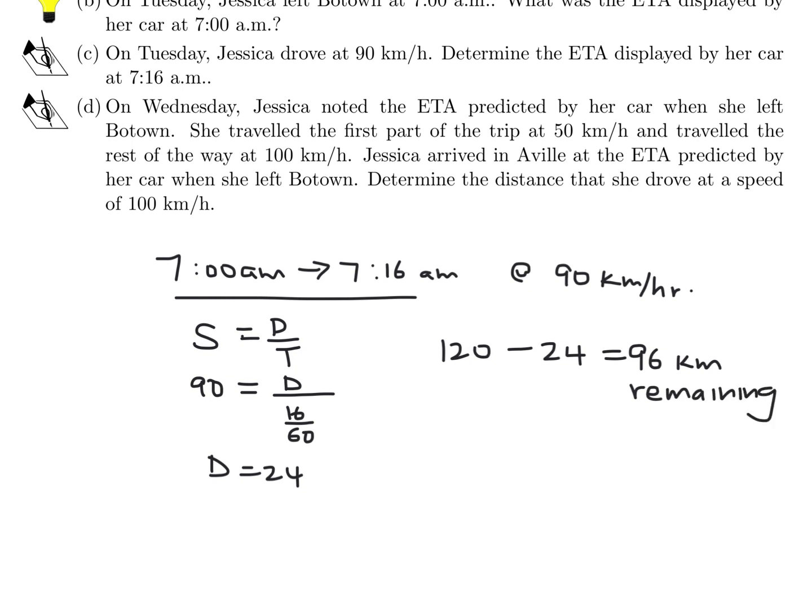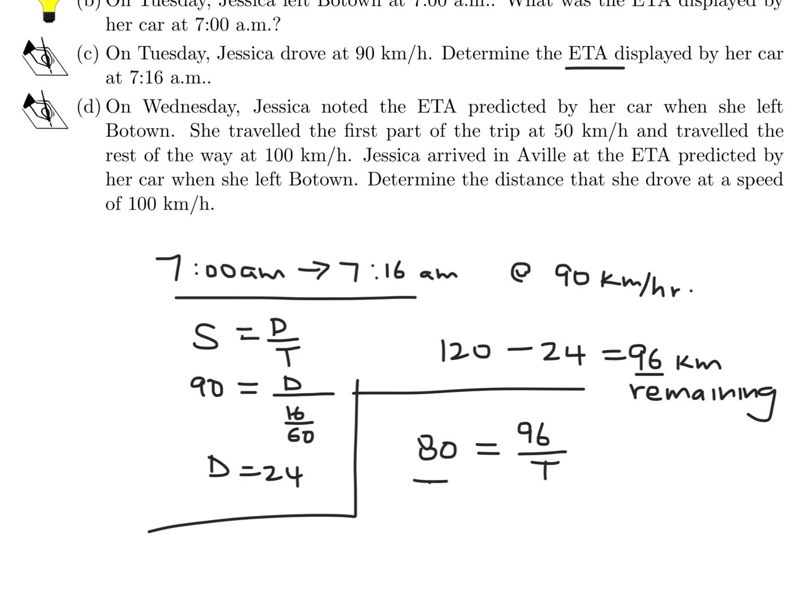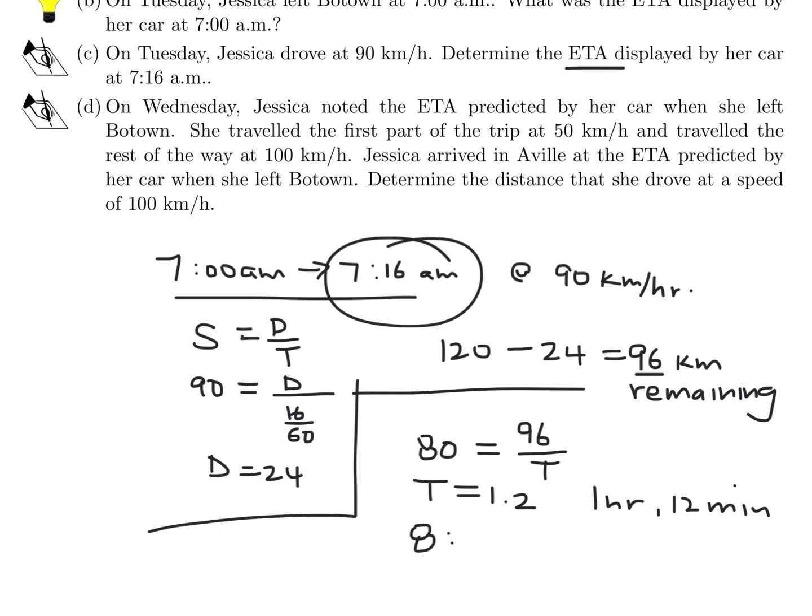Okay, so I guess we have to do this for 96 now. The same kind of story. But now we have to figure out the ETA. The ETA is calculated with the speed of 80, if you remember the question stem. So distance over time, the distance is 96. So this is going to be 1.2, which is 1 hour and 12 minutes. So then you add that to 7:16. So that's going to be 8:28 a.m.